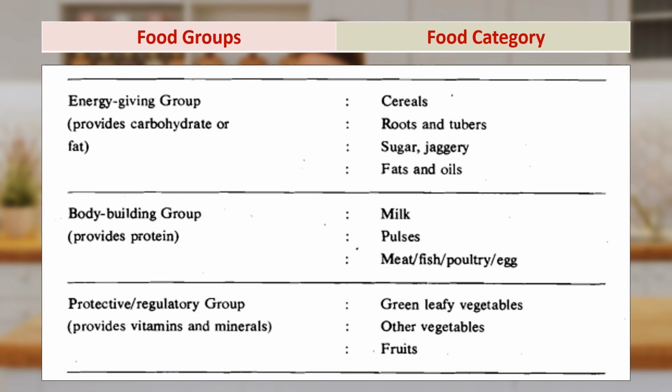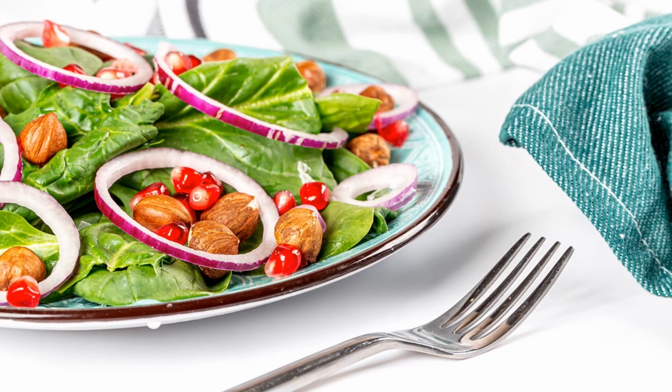the bodybuilding food group. And the third is the protective regulatory food group, and the main nutrient provided by all the foods included in this group are vitamins and minerals. Green leafy vegetables, other vegetables, fruits, they are rich sources of vitamins and minerals which protect us. Therefore, what we are doing? We are classifying different kinds of foods based on the function they perform into different categories.